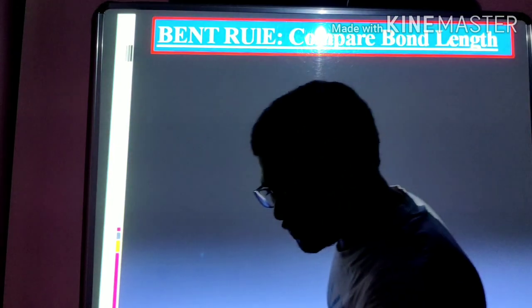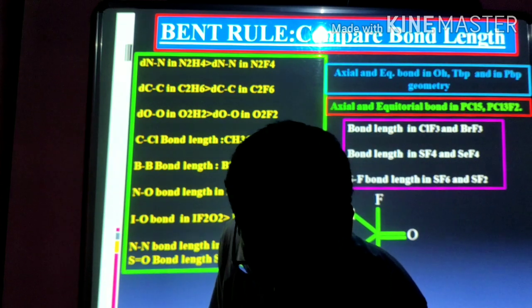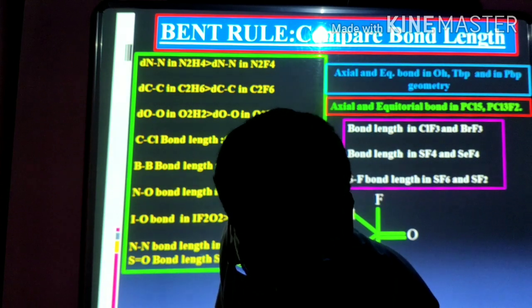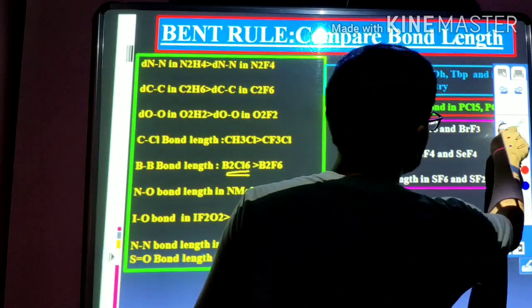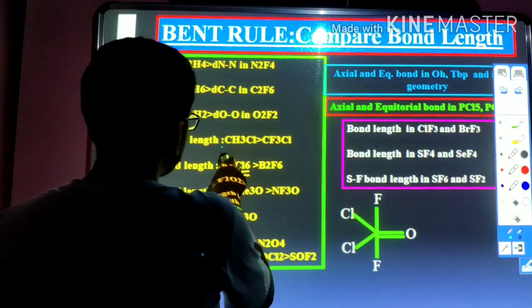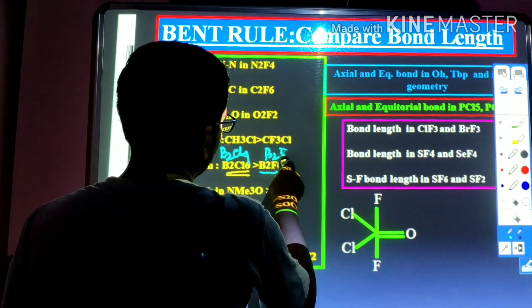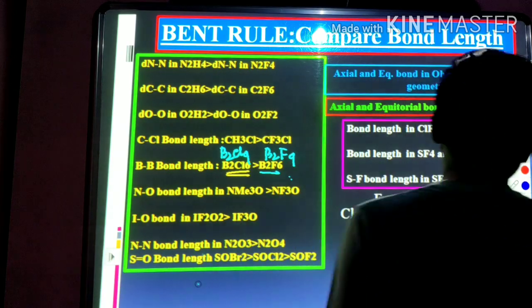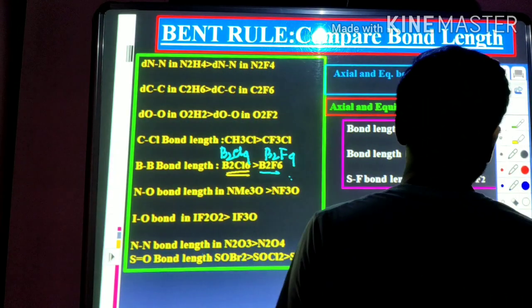Okay. Now next move to B2Cl6 and B2F6. Okay. This won't be B2Cl6, beta. This will be B2Cl4 and this will be B2F4. Okay. So B2Cl4 and B2F4, like exactly same.